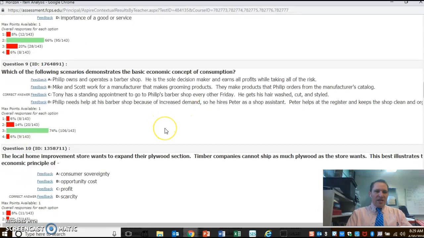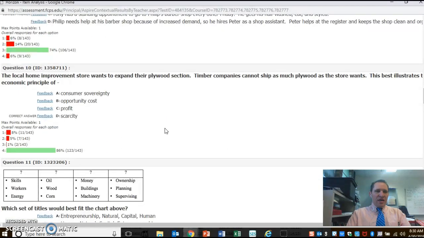All right, number nine, it was a little wordy, but remember, consumption is where you are using a good or a service. And letter C, Tony has a standing appointment to go to the barber every other Friday. He's using that service. Letter A would be a proprietorship. Letter B would be a partnership. And letter D would be he hired someone, but that's hiring someone for help. That's not consumption.